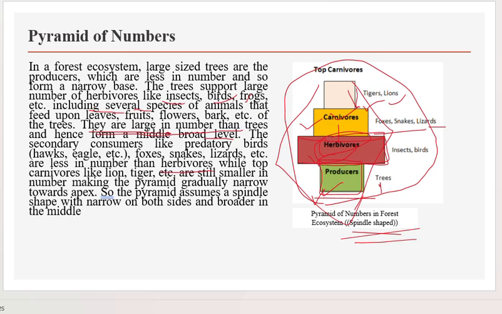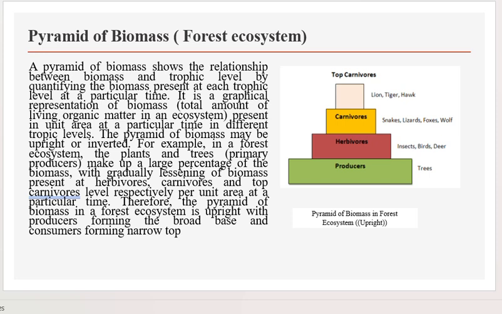Okay, so this is about pyramid of numbers. Then comes the second type, that is pyramid of biomass. Pyramid of biomass is also a graphical representation that shows the relationship between the biomass and trophic level by quantifying the biomass present at each trophic level at a particular time. It is a graphical representation of biomass.